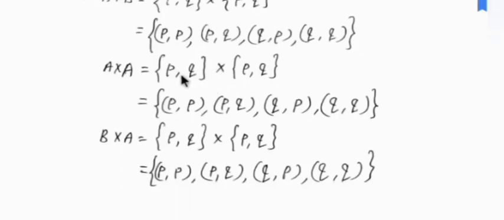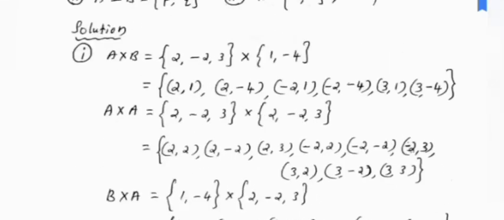Then A cross A. Substitute A. A is {P, Q}. Then cross. Then again A, {P, Q}. Then take the cross product. First one, (P, P). First one, second one, (P, Q). Second one, first one, (Q, P). Second one, (Q, Q). Then B cross A.